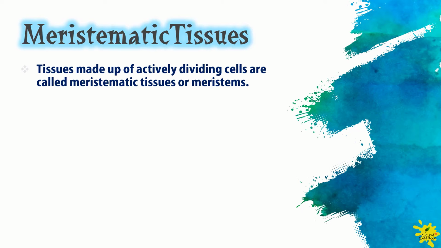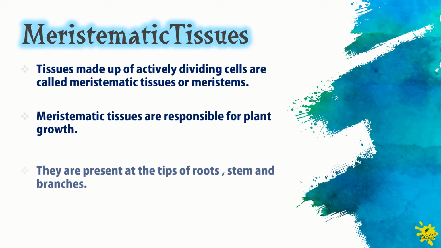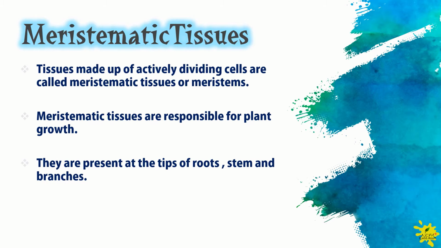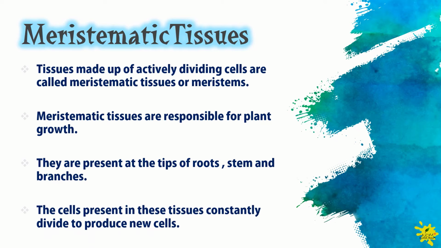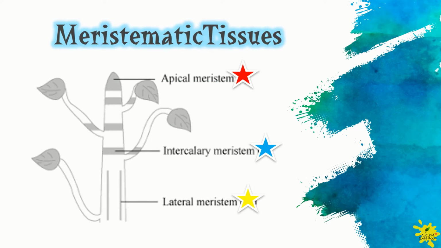These tissues are made up of actively dividing cells and are called meristematic tissues. Meristematic tissues are responsible for plant growth. They are present at the tips of roots, stems, and branches. The cells present in these tissues constantly divide to produce new cells. The types of meristematic tissues.